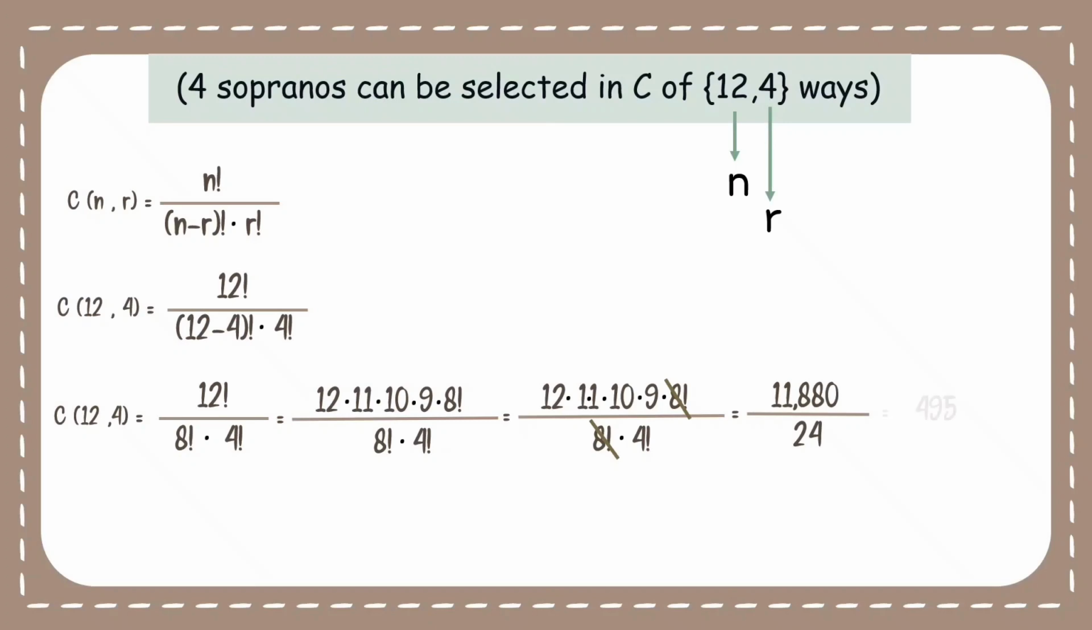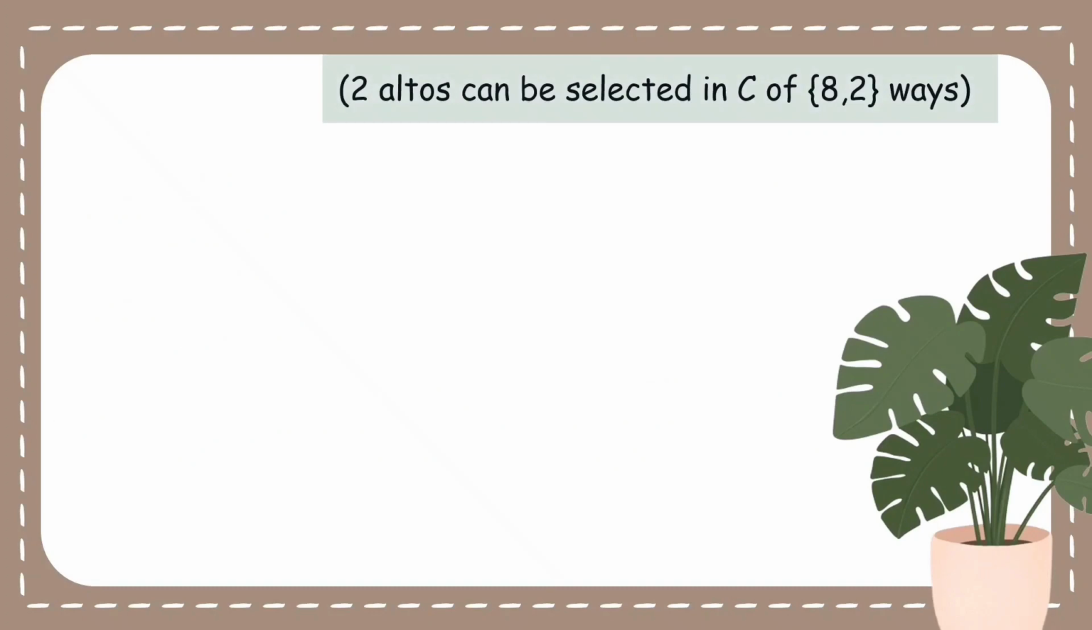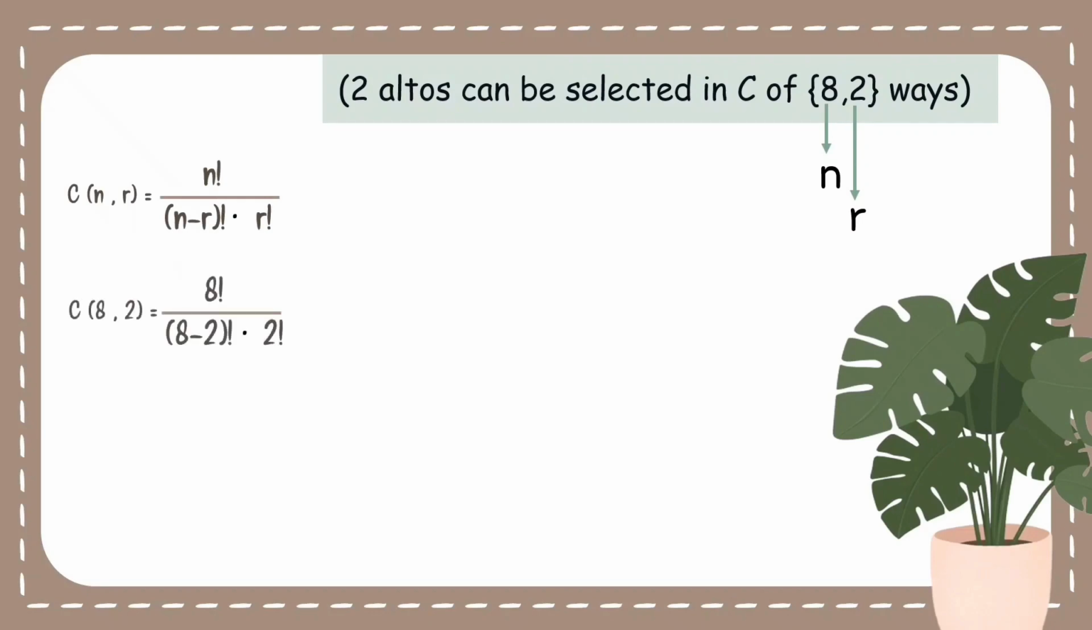11,880 divided by 24 is equal to 495. Now, let us solve the combination of 8, 2. In our given, 8 is our n and 2 is our r. Again, by using the formula of combinations, let us substitute the given values.